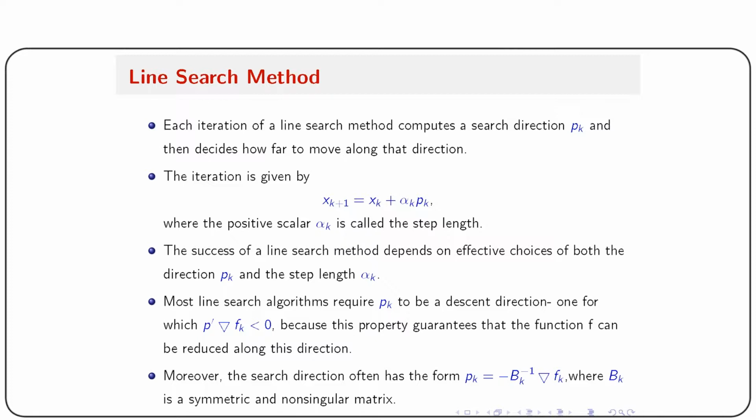The success of a line search method depends on effective choices of both the direction pk and the step length alpha k. Most line search algorithms require pk to be a descent direction, one for which pk transpose times the gradient of f at xk is less than 0, because this property guarantees that the function f can be reduced along this direction. Moreover, the search direction often has the form pk equals minus Bk inverse times the gradient of f at xk, where Bk is a symmetric and non-singular matrix.